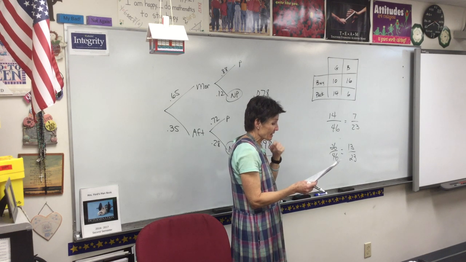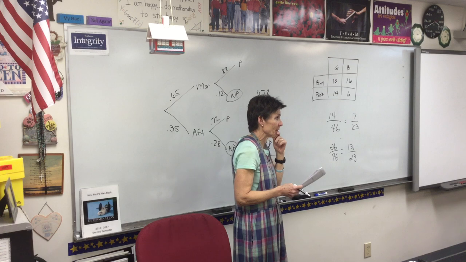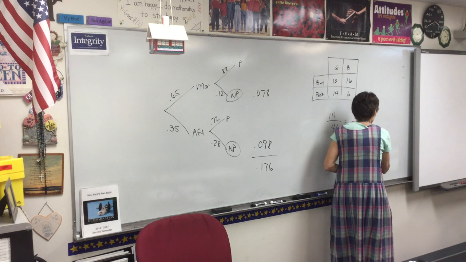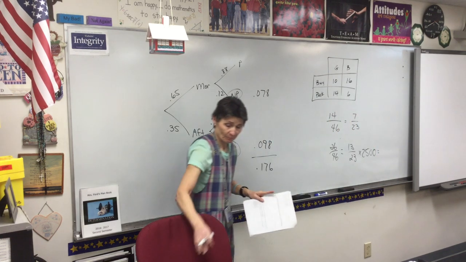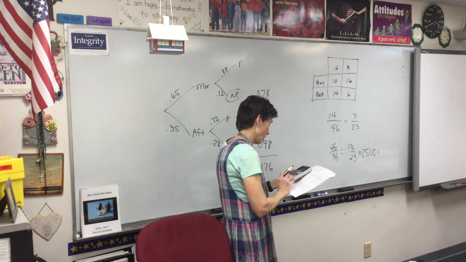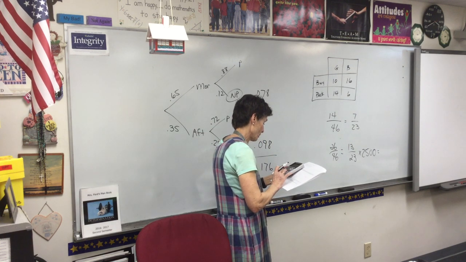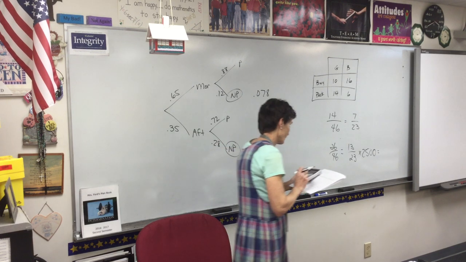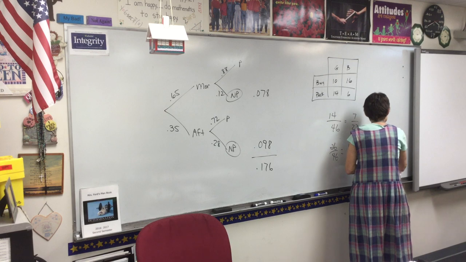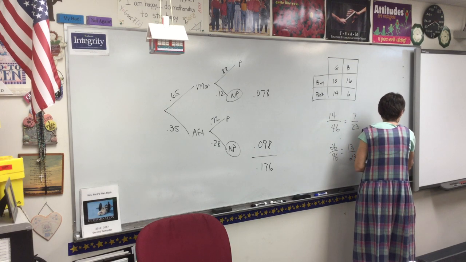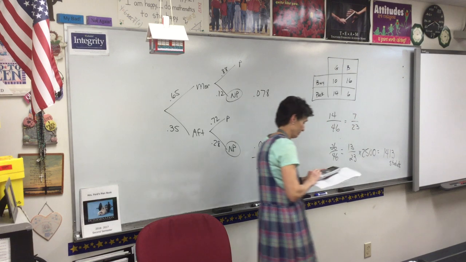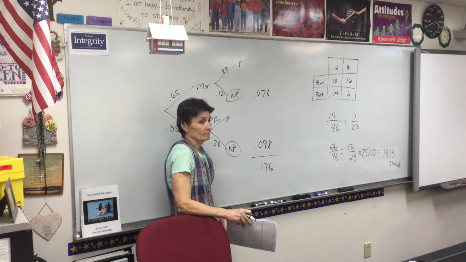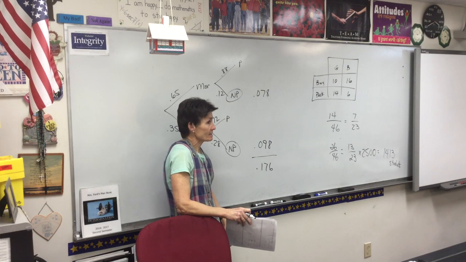Now we want to apply that to a school of 2,500, so what are we going to do? We're going to multiply this number times 2,500. That's exactly right, Chuck. And we're going to round it off to the nearest whole number because these are people. So about 1,413 students. Make sense to everybody?